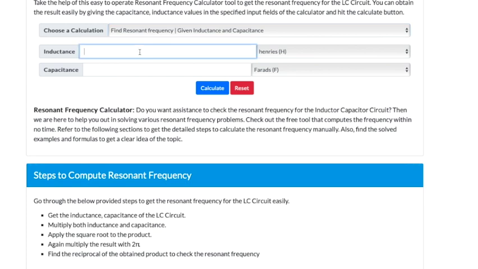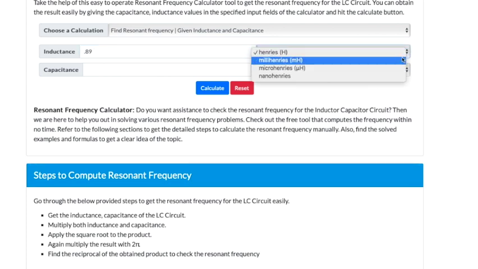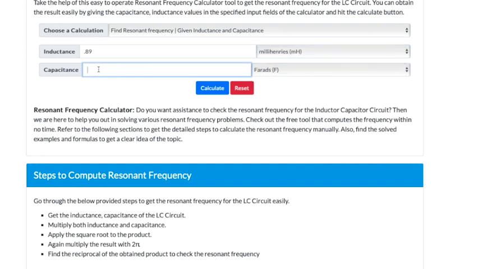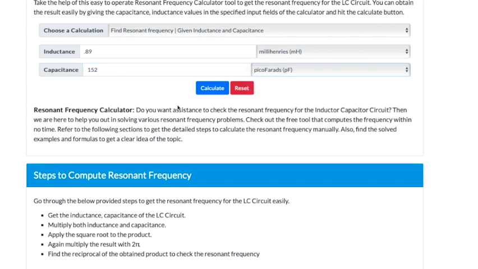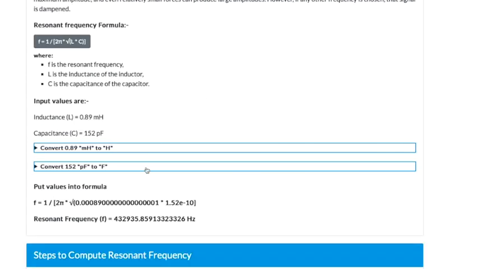And the primary of this transformer looked like this. Its inductance was 0.89 millihenries here, and its capacitance was 152 picofarads. Let me hit calculate. And our resonant frequency is right here in very precise numbers, 432,935 hertz, or 432 kilohertz.